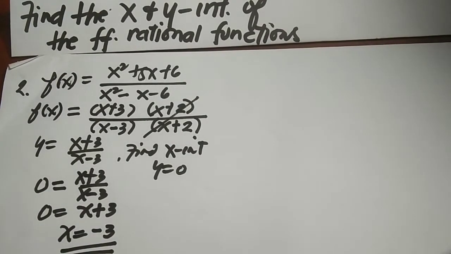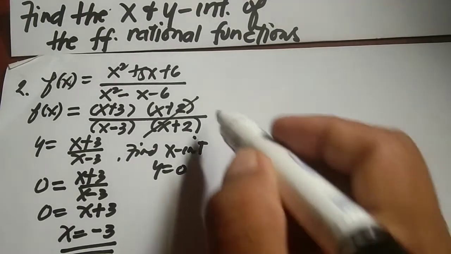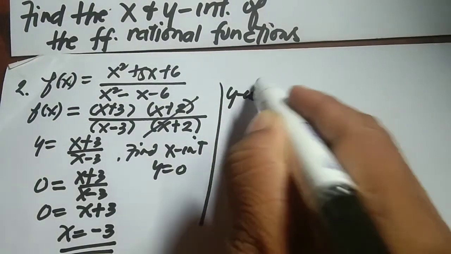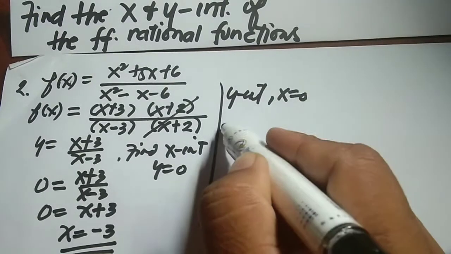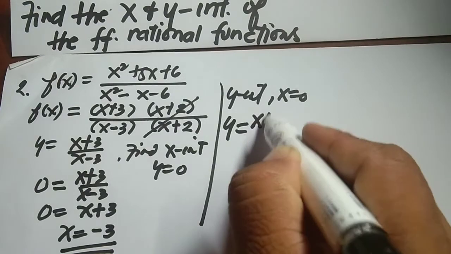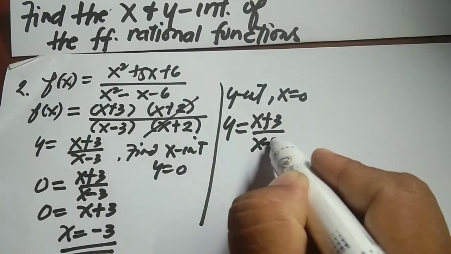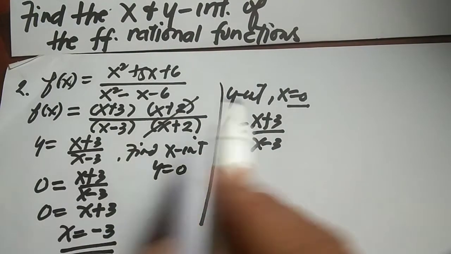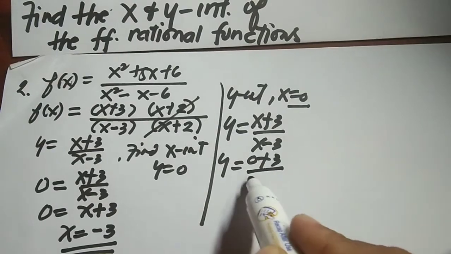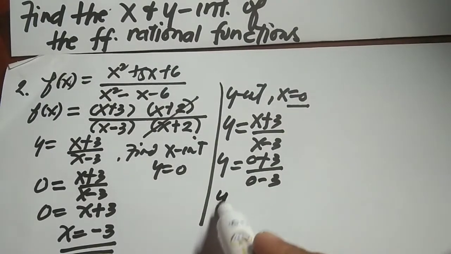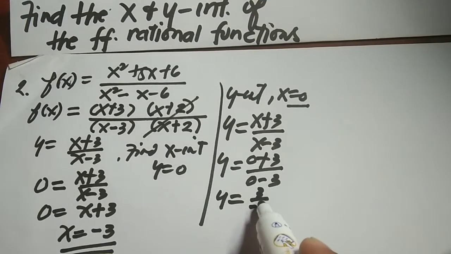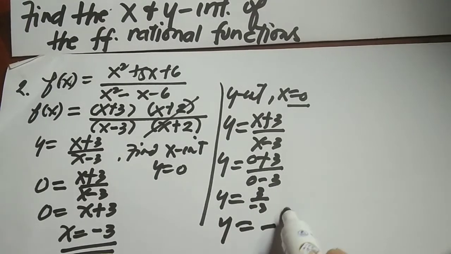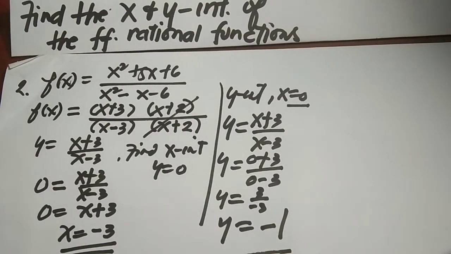How about the y-intercept? For the y-intercept, we have x equal to 0. We have x plus 3 over x minus 3. Make use of the value of x, that is 0. So 0 plus 3 over 0 minus 3. Therefore, y is 3 over negative 3, or negative 1. So the y-intercept is at negative 1 of y. That is the solution for problem number 2.